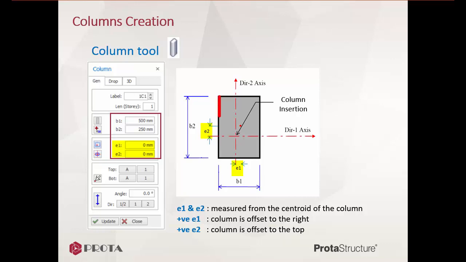This insertion point must be within, or at the perimeter of the column. This means E1 must be equal to, or less than half of B1. Similarly, E2 must be equal to, or less than half of B2. Otherwise, the column can't be inserted, and you will be prompted so.